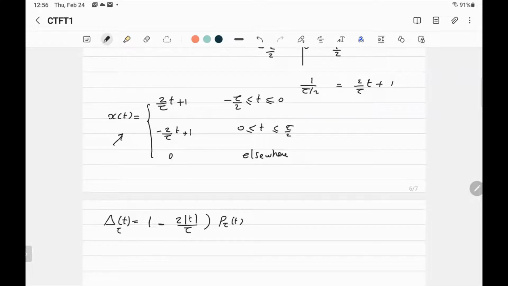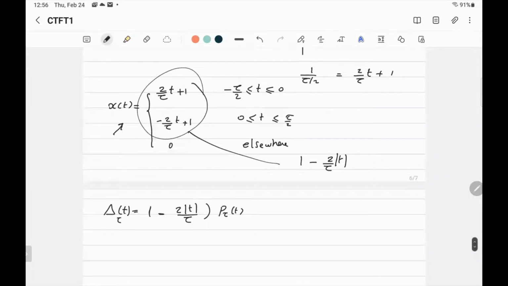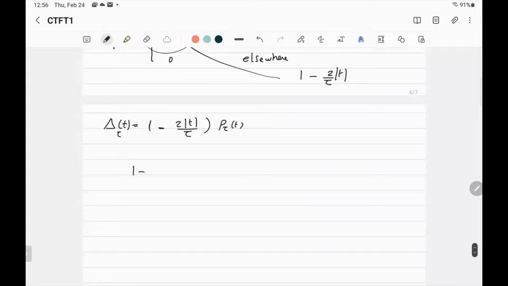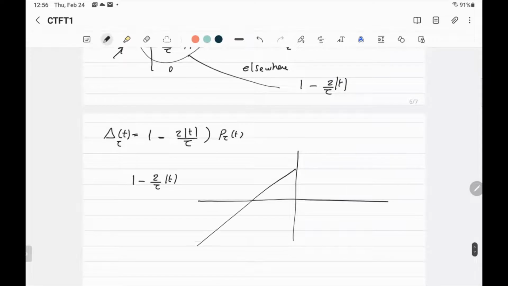I did for you the easy way. It's 2 over tau t plus 1. All right. If you get the equation, you have 1 minus 2 over tau t. If you put the modulus here, that will work for both. But there is no interval here. This equation, if you write this equation, let me write now. If you want to sketch 1 minus 2 over tau t, it will be a straight line. Like that. Because you don't define the interval.